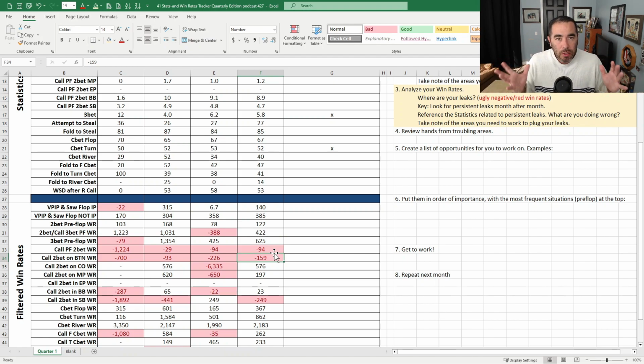Remember, this is the best position, and calling's got to be better than folding, because if I would have folded all these calls, my win rate would be at 0 when calling, right? I would have no losses whatsoever. So calling has to be better than folding if you're making good decisions. My win rate for the quarter is negative 159 big blinds per 100 hands. That means through the last 3 months, every time I called, on average, I lost 1.59 big blinds.